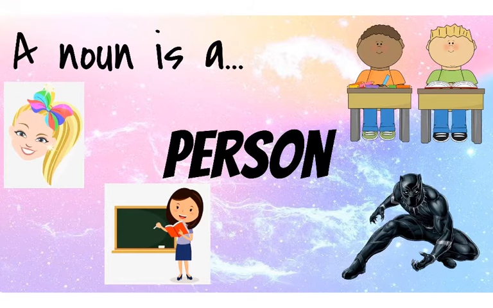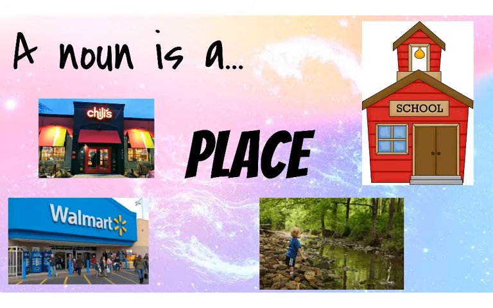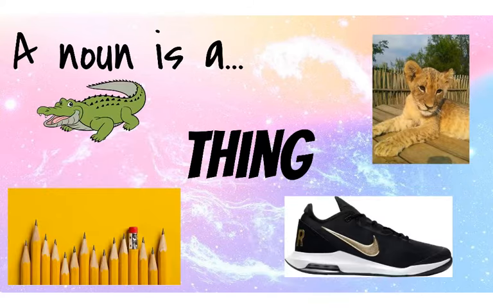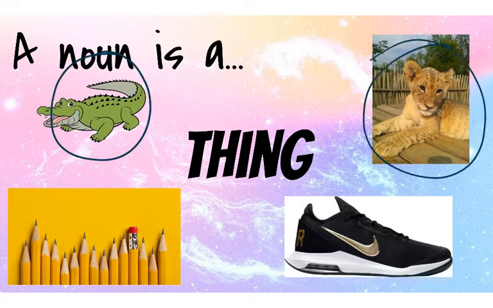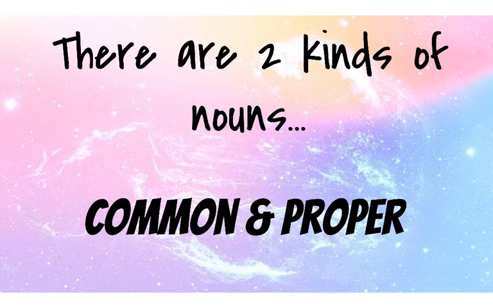Alright, here we have a few more examples of a noun being a person. So we have Jojo Siwa, we have a teacher, we have the Black Panther, and we have some students. Some more place examples that you might recognize. Chili's, we have a school, we have like a little park area down here, and we have Walmart. Alright, and lastly, we have a few more examples of a noun being a thing. So we have our little alligator friend and our little cheetah friend, and then we have some pencils and a shoe.